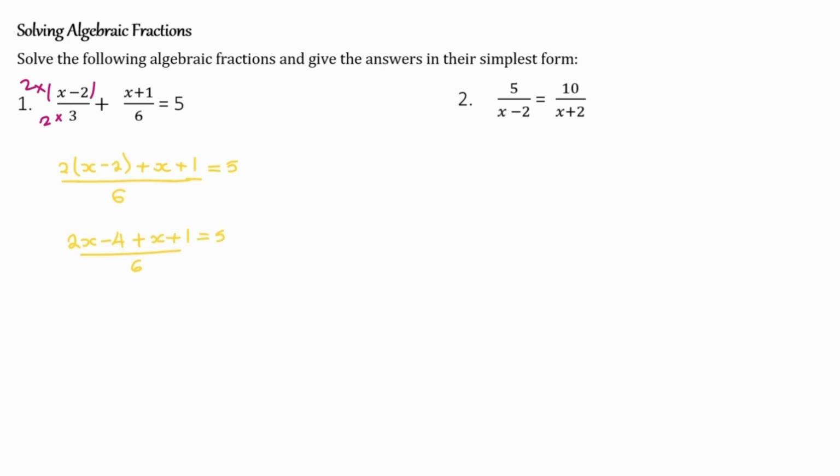We've then got some like terms in the numerators that we can add. So we've got 2x plus x, which gives us 3x, and minus 4 plus 1 gives us minus 3. This is still all over 6, and this is equal to 5.